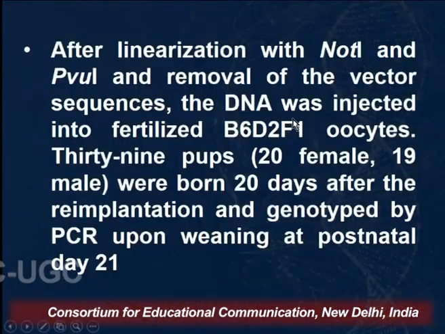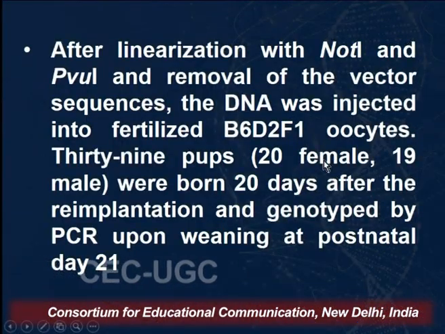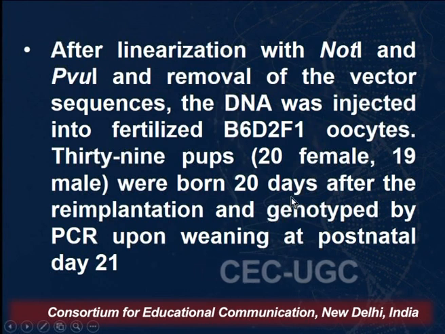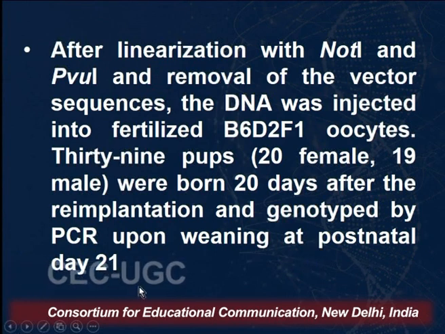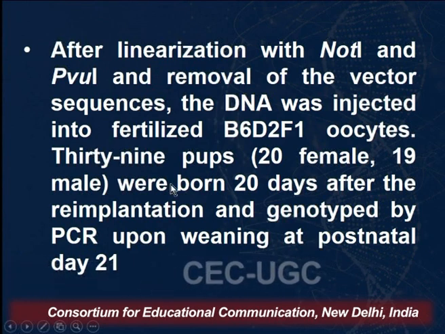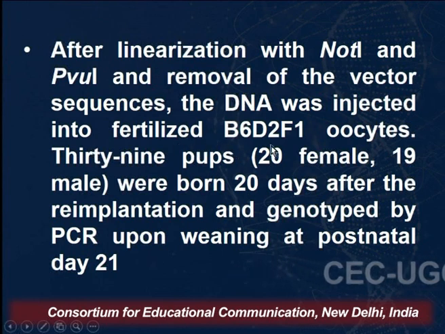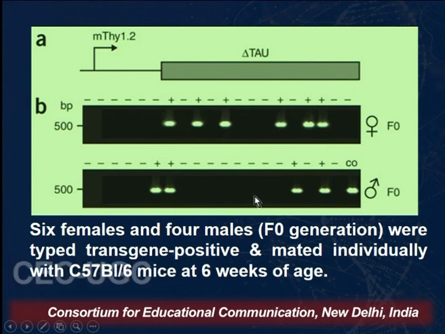After this injection, around 39 pups, 20 female and 19 male, were born 20 days after reimplantation, and then they were genotyped by PCR upon weaning at postnatal day 21. So after 21 days you get 39 pups, 20 female and 19 male, and when they were analyzed by genotyping, as shown in this particular figure, you can see this is the structure of the transgene. So you have the delta tau gene, and along with it its promoter.